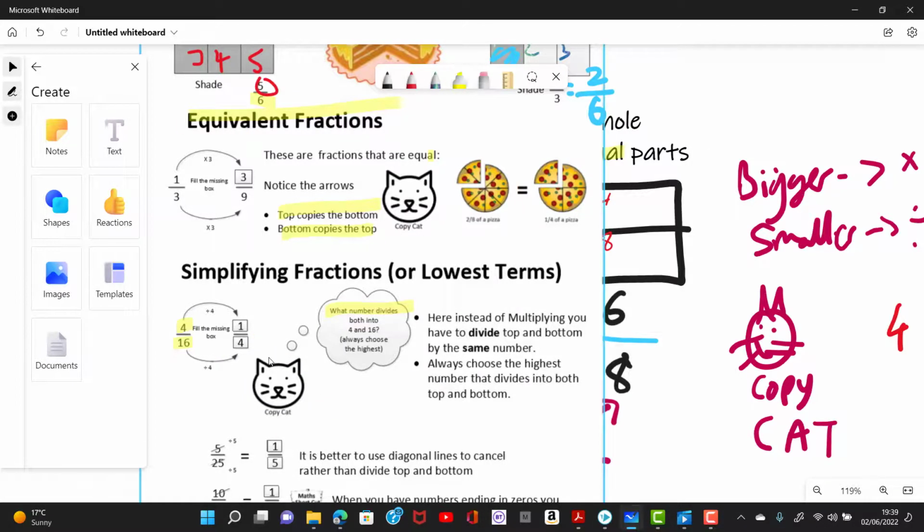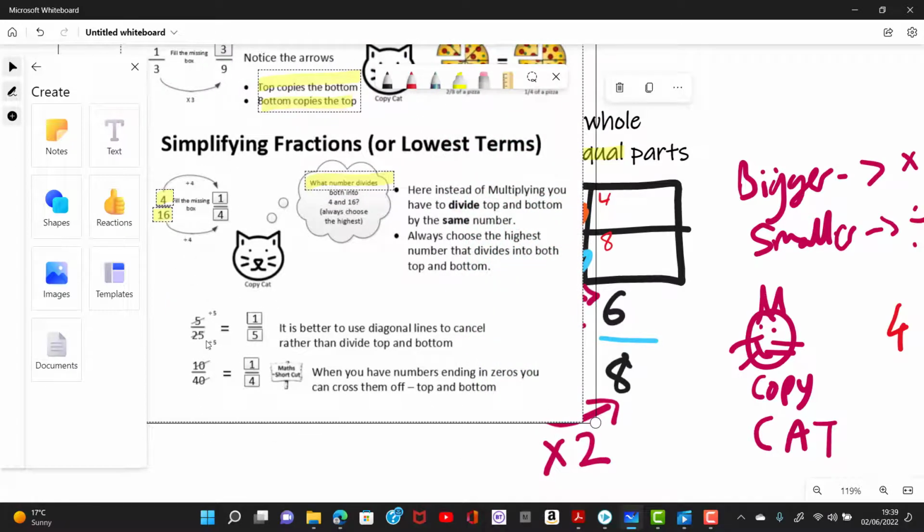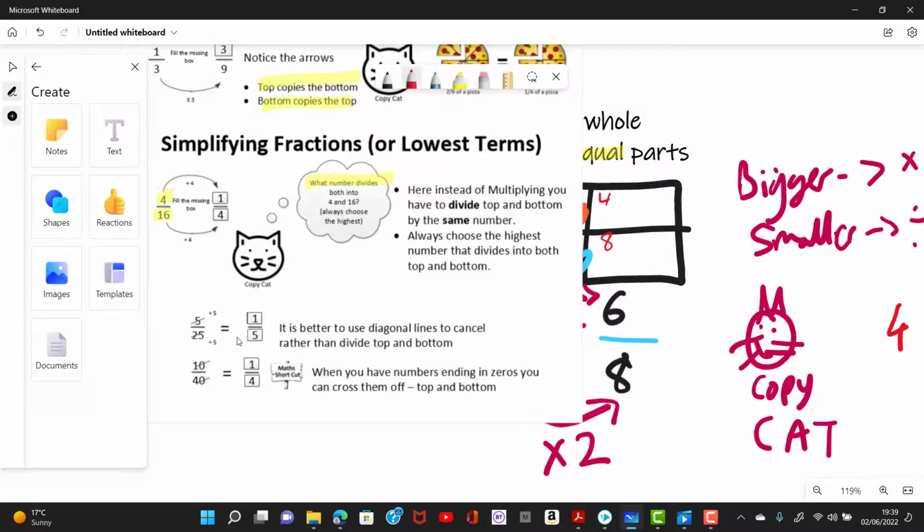Let's look at other examples they've done here. 5 and 25: whose times table are both in? They're both in the 5 times table, so you divide top and bottom by 5. And 10/40: both in the 10 times table, so you divide top and bottom by 10.